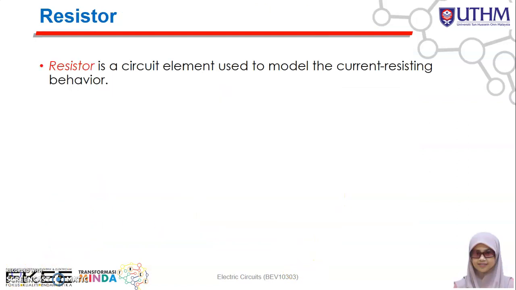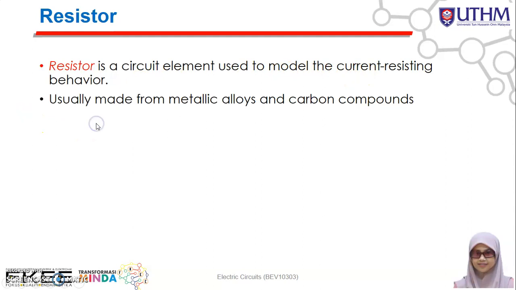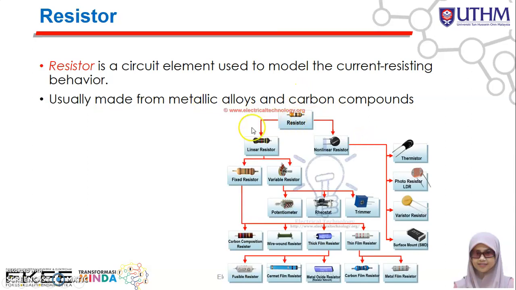Okay, so the resistor is actually a circuit element used to model the current resisting behavior. Basically the resistor is made from metallic alloy and carbon compound. This figure represents the different types of resistor that are available on the market. As you might see, the resistor can be divided into two main categories: the first one is the linear resistor, and the second one is the non-linear resistor. The linear resistor is a resistor that obeys Ohm's law, and the non-linear resistor is a type of resistor that does not obey Ohm's law, right?